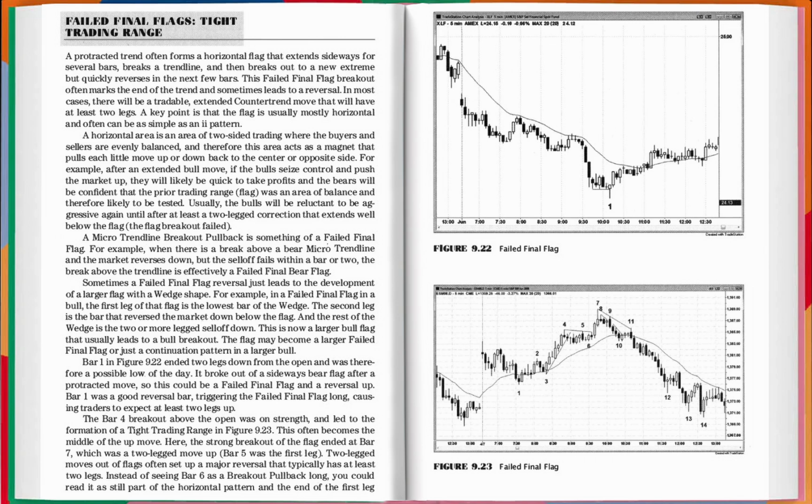Here, the strong breakout of the flag ended at bar 7, which was a 2-legged move up. Bar 5 was the first leg. 2-legged moves out of flags often set up a major reversal that typically has at least 2 legs.